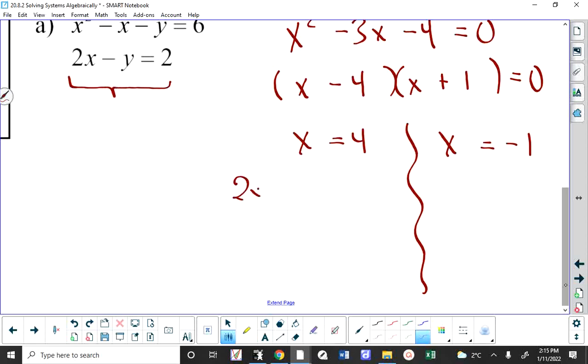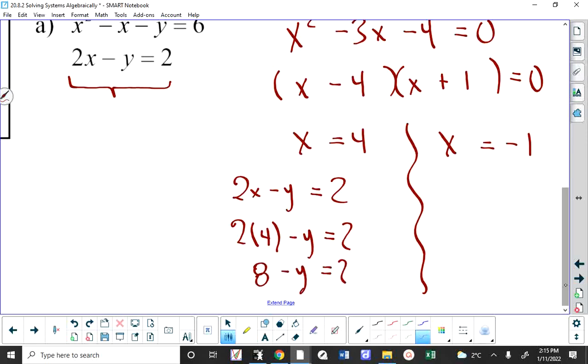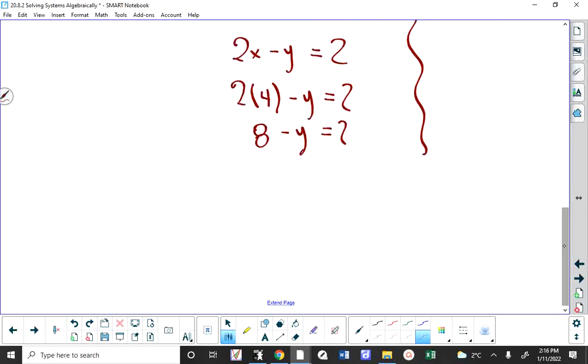So 2x minus y equals 2, which means 2 times 4 minus y equals 2. So I'm putting x equals 4 into the equation. And then I solve for y. What do I get? 8 minus y equals 2, which means y is 8 minus 2, y is 6. So one of our solutions is x equals 4, y equals 6.